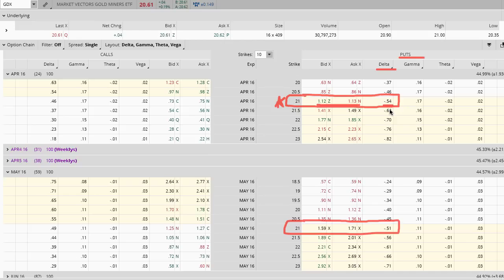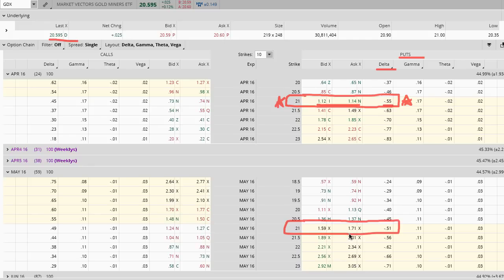Now that also means that in the reverse, you would make money. So if the value of GDX actually went down by $1 instead of up, if the value of GDX went down from 20.60 to 19.60, then you would actually make $55. Okay, so it's just the complete opposite. If the value of the stock goes down with put options, then you make this delta, which is 0.55, okay?